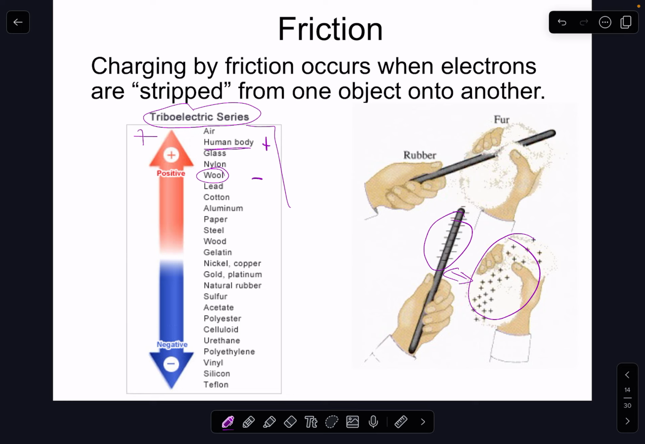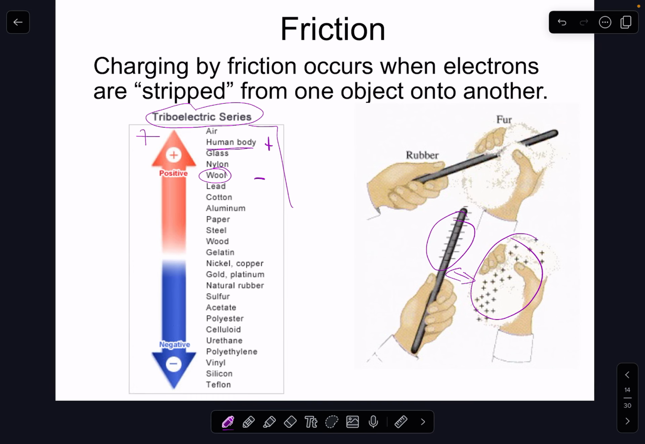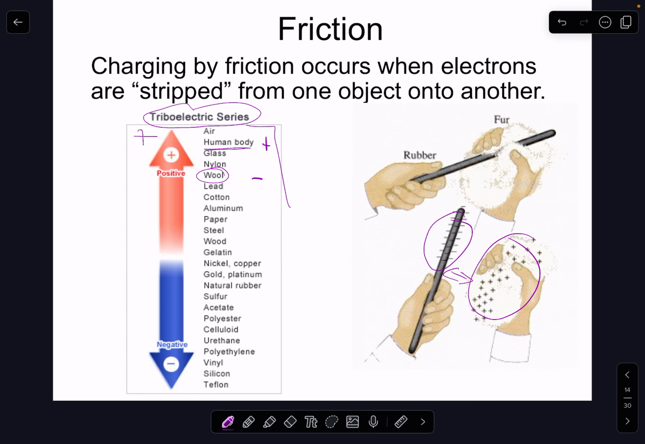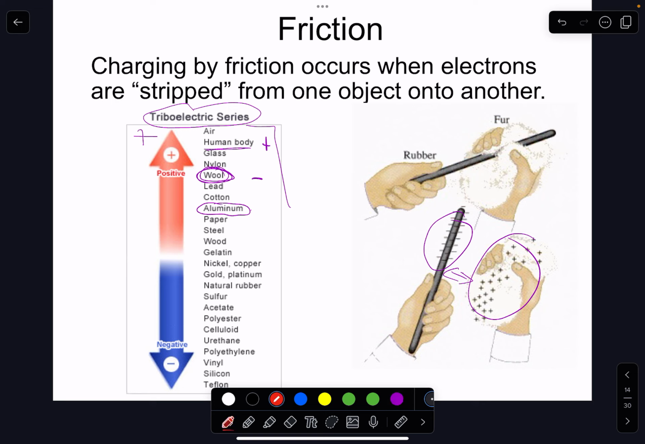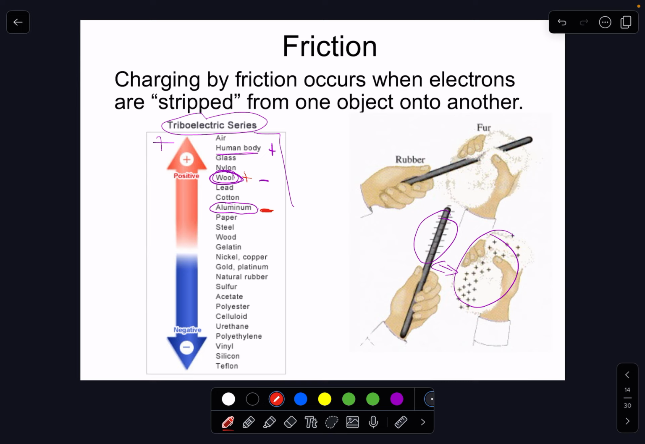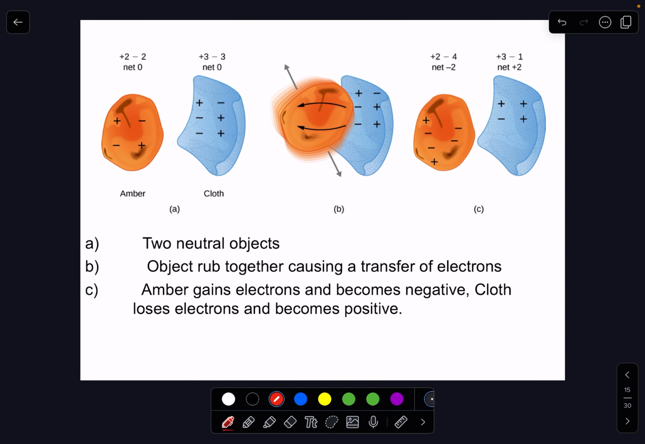So another one, let's take a look at aluminum here. If I have aluminum and then I rub it with the wool, in this case, the wool is actually higher on the list. So now the wool is actually going to become positive and the aluminum is going to take those electrons from the wool. And so that's how we kind of know what's happening here. And anytime you have charging by friction, you end up with one object charged and the other object with the opposite charge. So you end up with one positive and one negative.